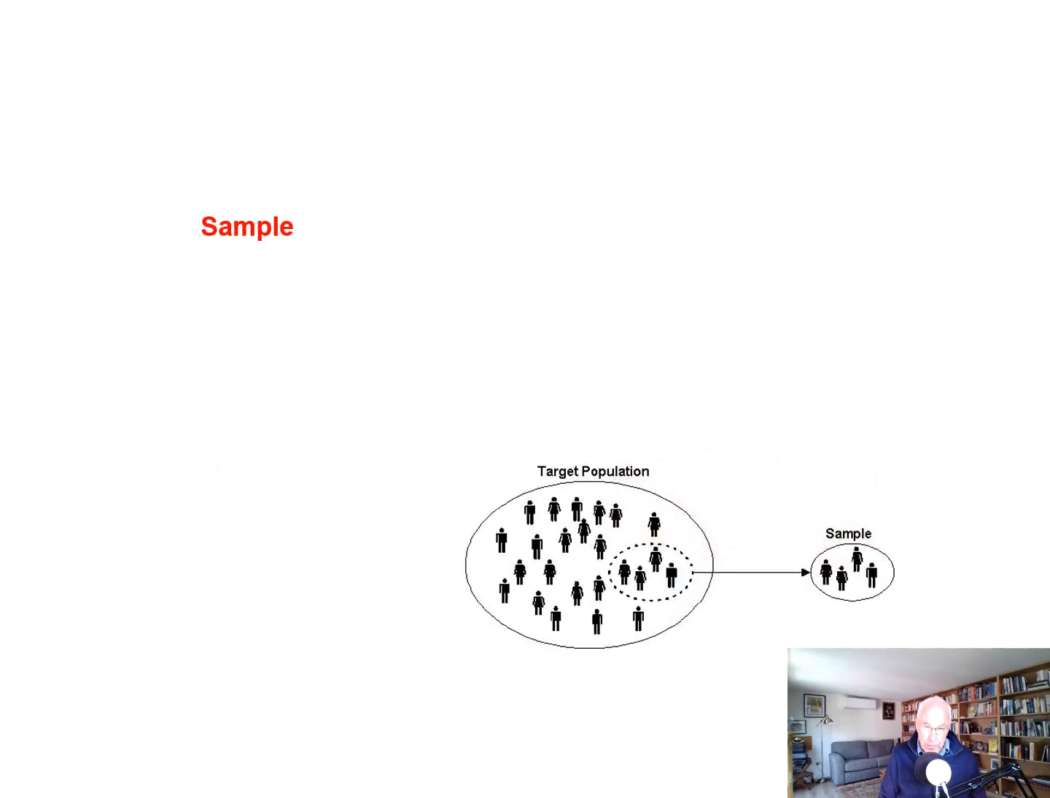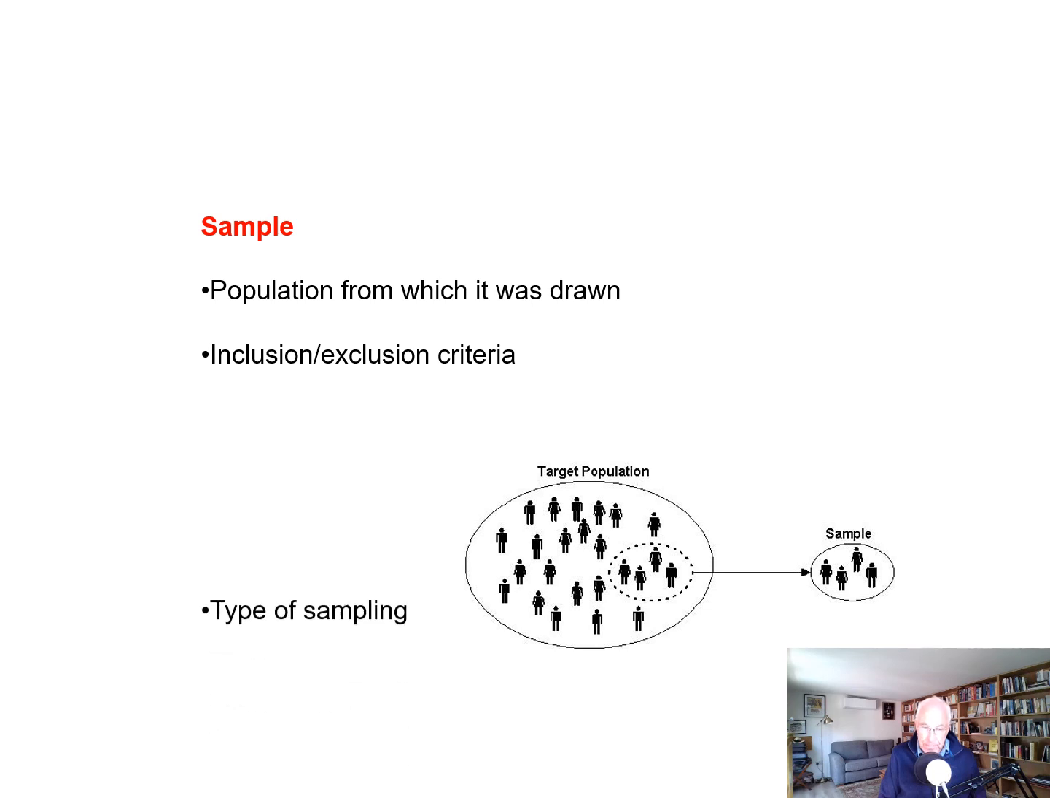Sampling is very important. You need to describe the population from which your sample was drawn. What were the inclusion and exclusion criteria? What was the type of sampling? Was it random or was it convenience? How did you gain access to participants? Did you do it or was it done by someone else?